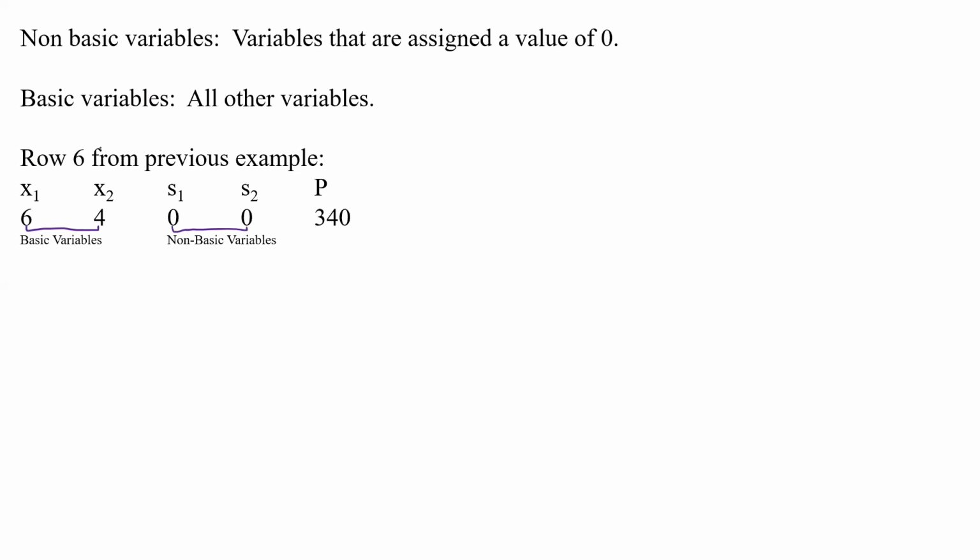Now, row six from our previous example, which is the one where we had the max, we had a six, a four, a zero, and a zero. So our basic variables in this case were the six and the four. And our non-basic variables were the zero, zero. So S1 and S2 were non-basic, X1, X2 were basic. And so that's how we can read those.